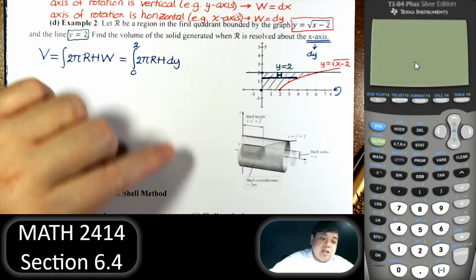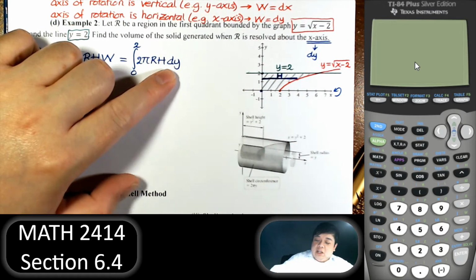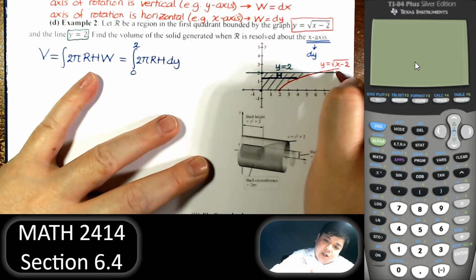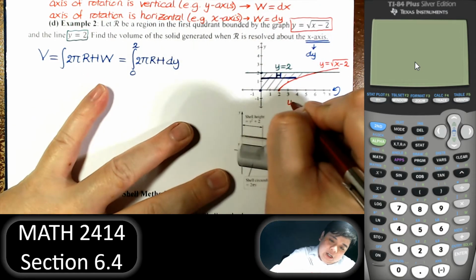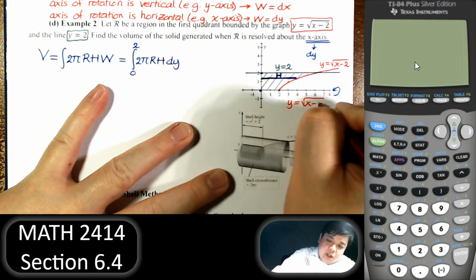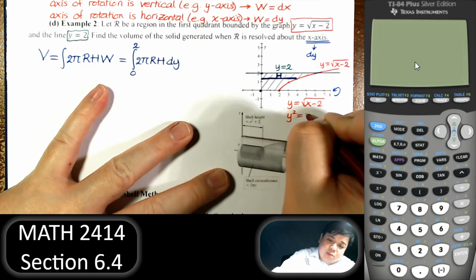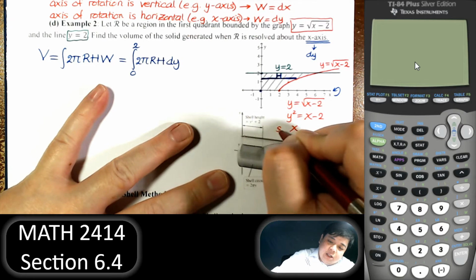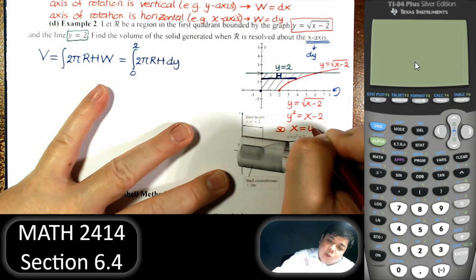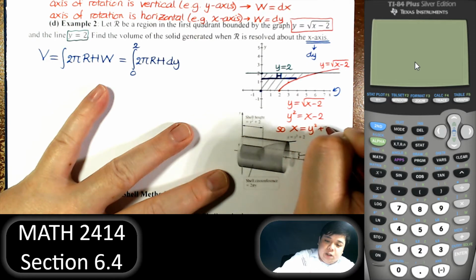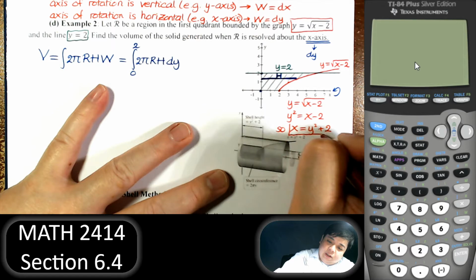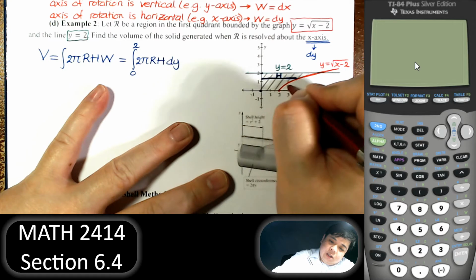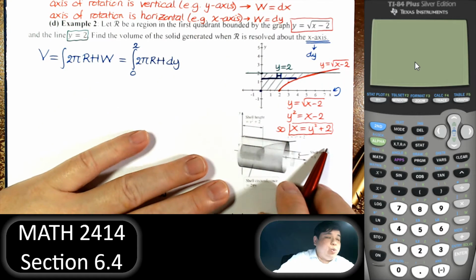Now notice that this is in terms of y, so we have to turn everything in terms of y. So first of all, y equals square root of x minus 2. Square both sides, y squared equals x minus 2, and plus 2 over, so x equals y squared plus 2. So that is the curve here, in terms of y, y squared plus 2.